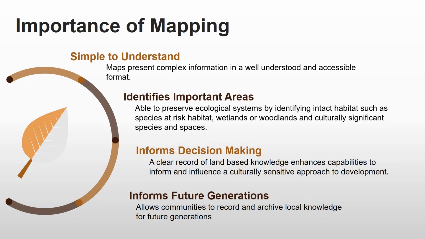Mapping is critically important for land relationship visioning. Maps are simple to understand. They present complex information in a well understood and accessible format. They identify important areas. Through mapping, you are able to preserve ecological systems by identifying intact habitat, such as species at risk habitat, wetlands or woodlands, and culturally significant spaces and species.